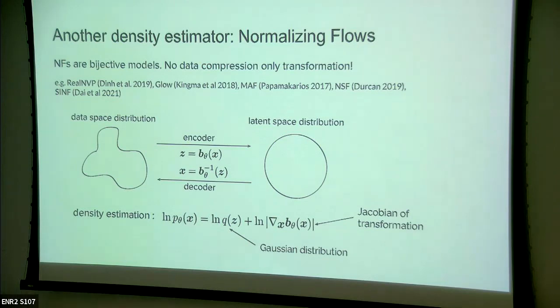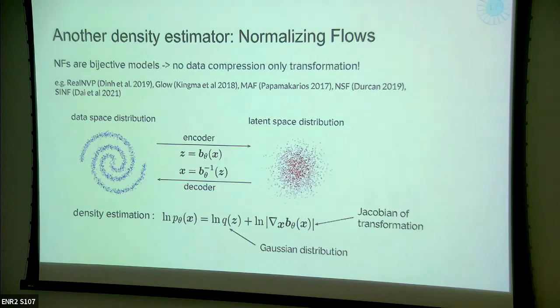To give you an example, what does this look like in 2D? A data space distribution like this, that is a spiral. All of the models that I mentioned up there can definitely transform this into a Gaussian, and vice versa. If you sample from the Gaussian and pass it through this network, it will give you the spiral. So I think this is super impressive.